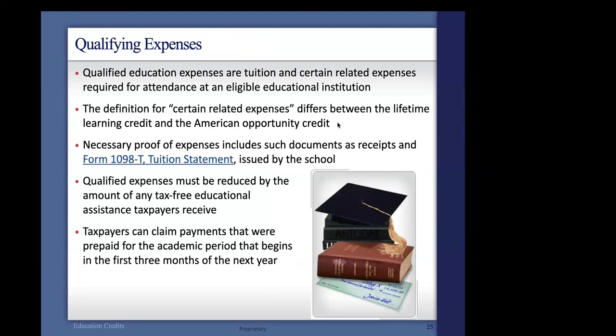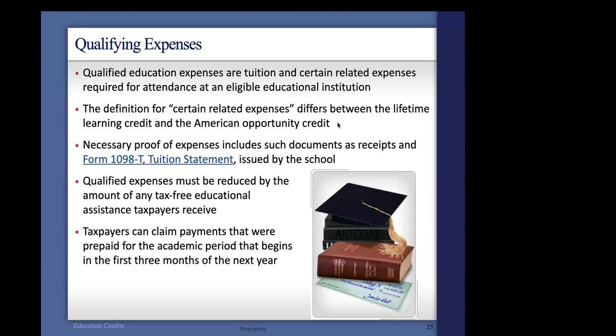Qualifying expenses. If you've ever been to a post-secondary educational institution, then you know that it is expensive to attend school. However, some expenses do not qualify for the credit. And so the taxpayer will have that 1098-T statement issued by the school, and sometimes they'll have receipts that show what they paid, how much they paid, and what they paid it for.